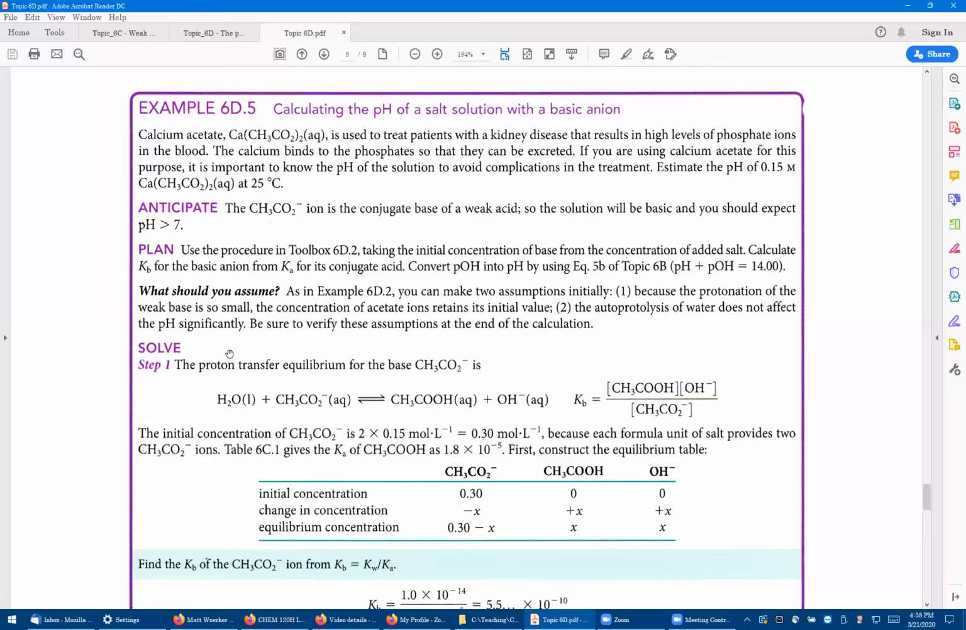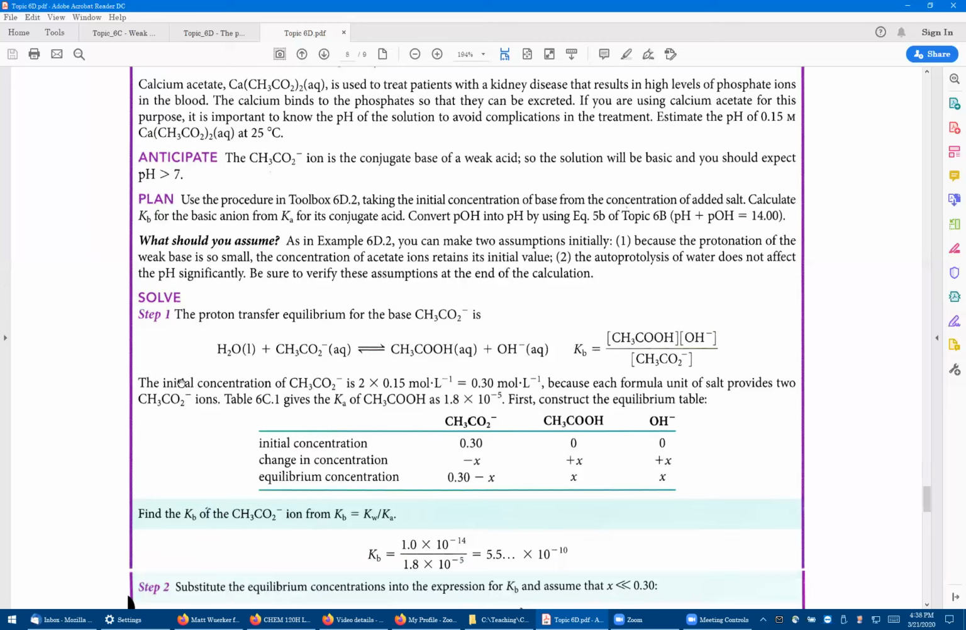So here's the transfer equilibrium for the acetate. Here's water. Here's the acetate ion. And here's the equilibration, which produces acetic acid and hydroxide ions. The expression for this involves a Kb, because acetate is acting like a weak base. The Kb is the acetic acid concentration times the hydroxide, which we'll assume are equal to each other, just like we did before, divided by the concentration of acetate ion at equilibrium.